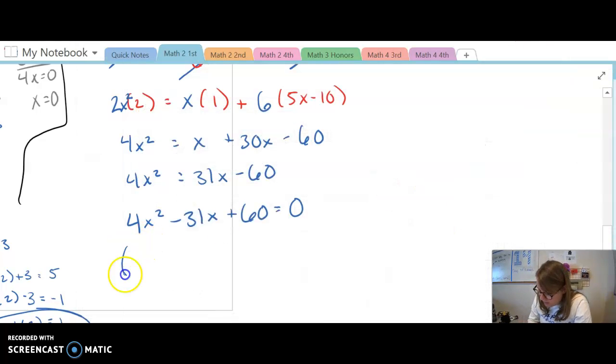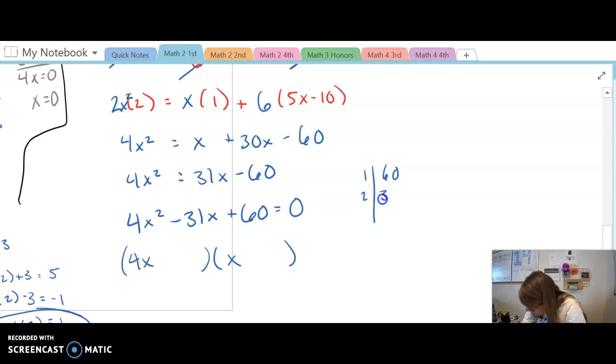So that means I'm going to have something like this, and we're going to have 4x here and x here, and we're going to need to get to 31. So that tells me we're going to have to multiply 4 by something small, but around the same number to add to 31. So we have 1 and 60, 2 and 30, 3 and 20, 4 and 15, 5 and 12, 6 and 10, and that's it.